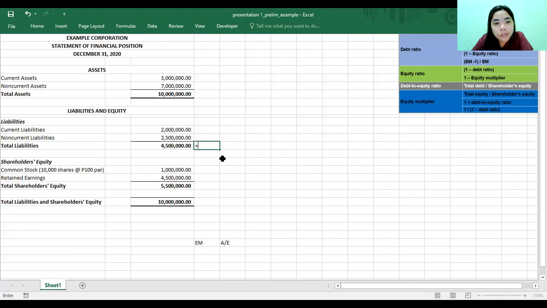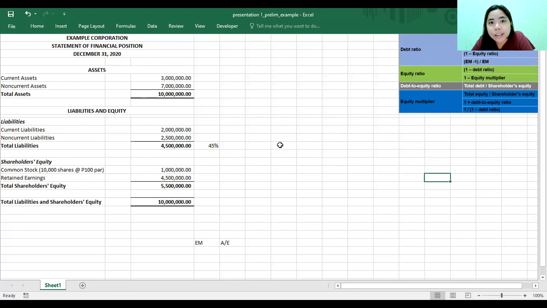So another one is the total debt divided by the total assets. As I've said, debt ratio simply is the ratio of the total liabilities to our total assets. So still 45%. That means we are owned by the creditors by 45%. So that is the debt ratio.